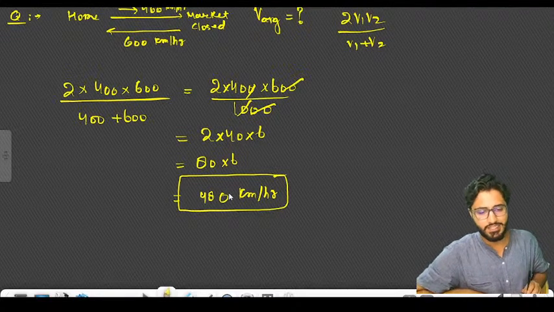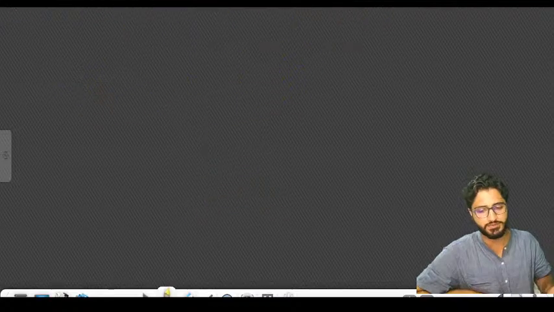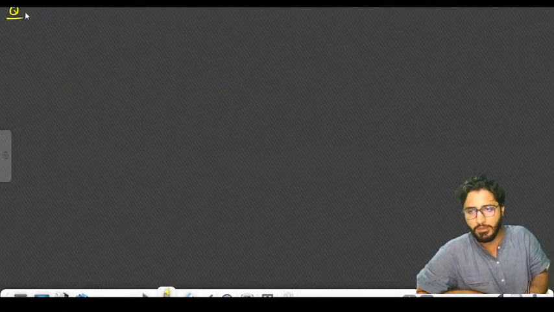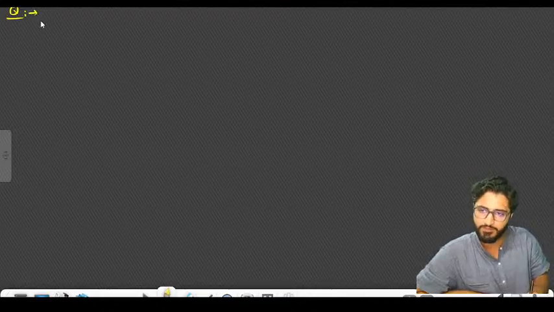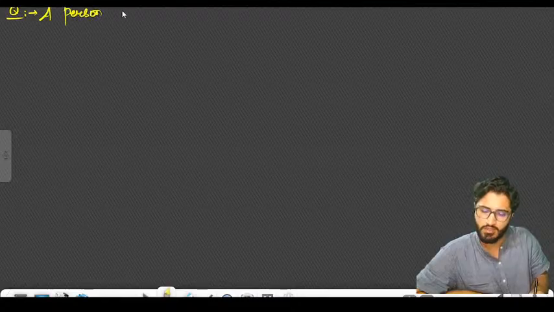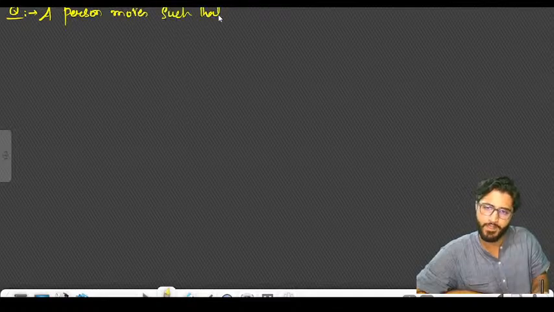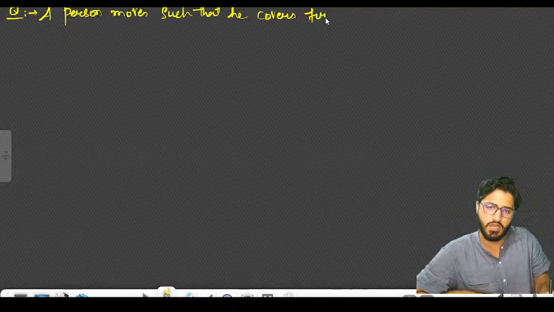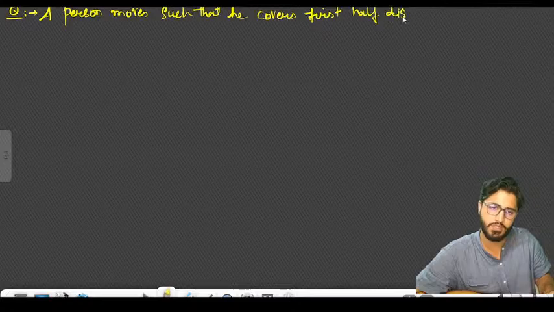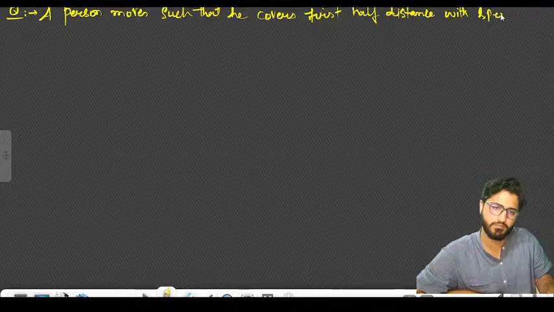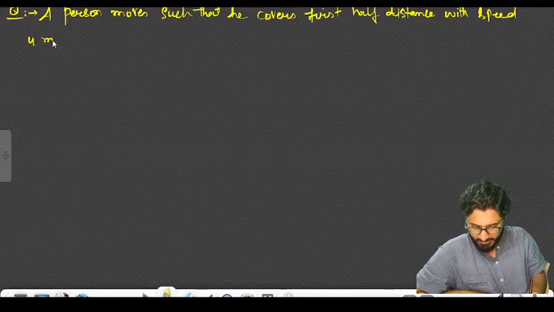Now, let us increase some toughness of the numerical. I will write the whole numerical. A person moves such that he covers first half distance with speed 4 meter per second.